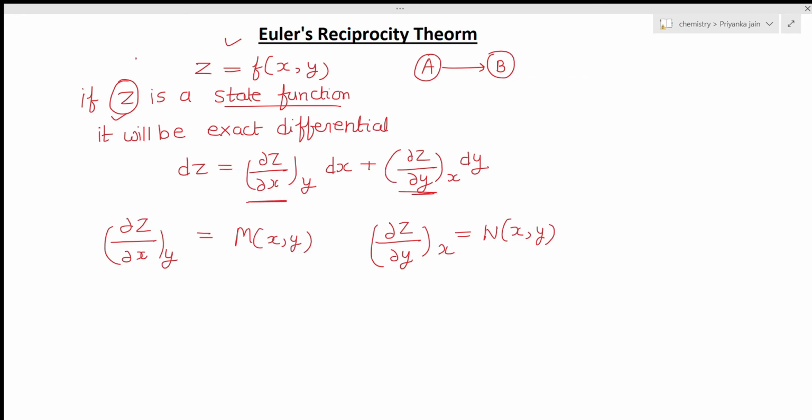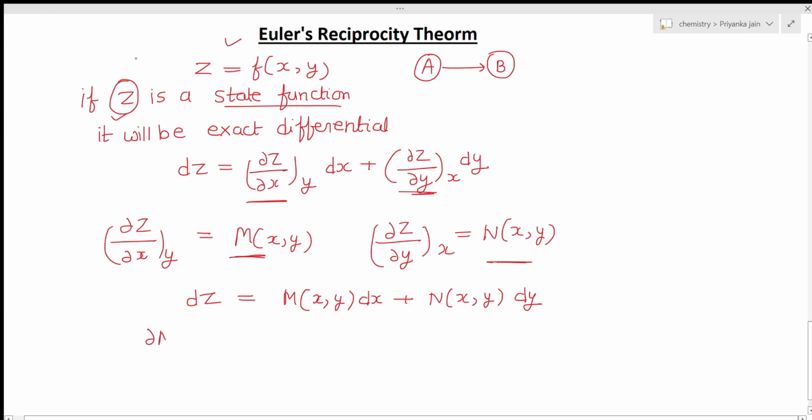So we can write that dz will be equal to M(x,y) dx plus N(x,y) dy. Now, if we want to take the second differentiation, it means if we are doing again the differentiation of this and this term, then we can write del M upon del y at constant x will be equal to del square z upon del y del x.